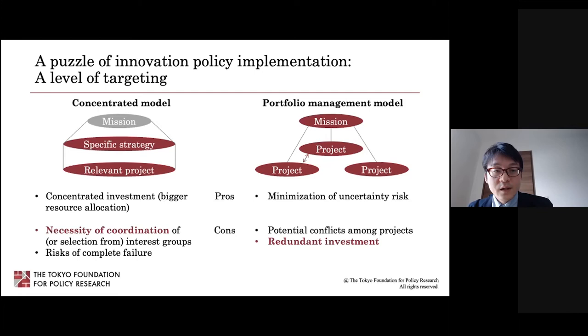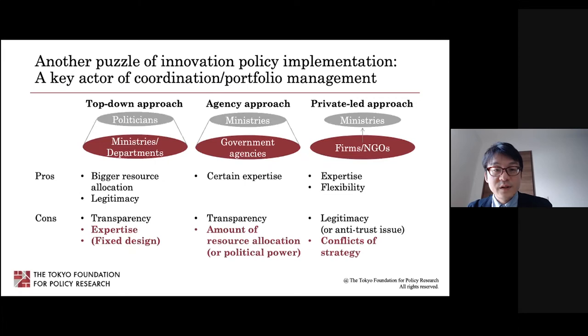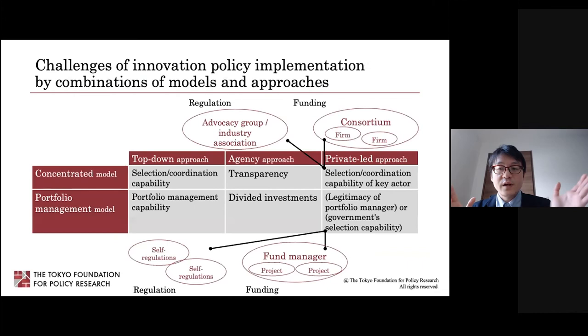So the next puzzle is that we have different actors to coordinate the innovations in the project. One is the government, another is the government agencies. The final actor is the private sector. There are several negative aspects: government often lacks expertise in specific innovation fields, and the private sector often lacks legitimacy, and also often faces strategic conflict. So if we combine these two models and approaches, we can obtain this 2x6 matrix.